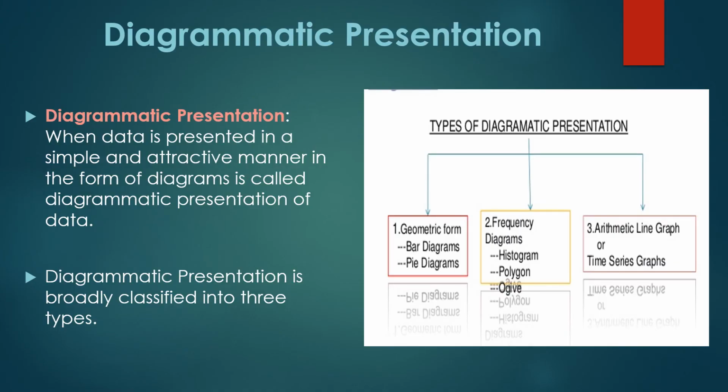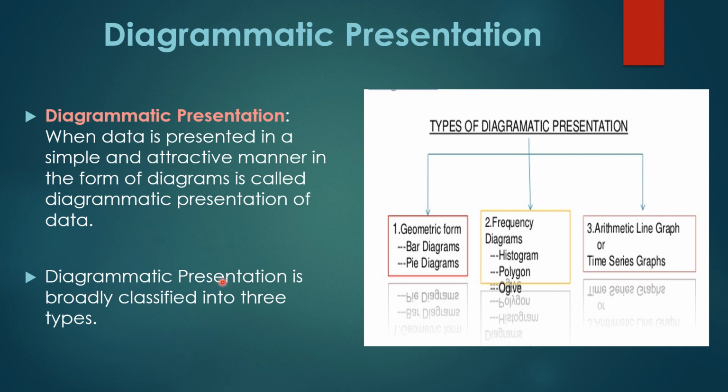Diagrammatic presentation. So first we need to understand what diagrammatic presentation is. When data is presented in a simple and attractive manner in the form of diagrams, it is called diagrammatic presentation of data. When we are collecting the data, that is the raw data is being collected, and then we are organizing it, and finally when it comes to presenting it, if the presentation is done in the form of diagrams, then it is called diagrammatic presentation of data.